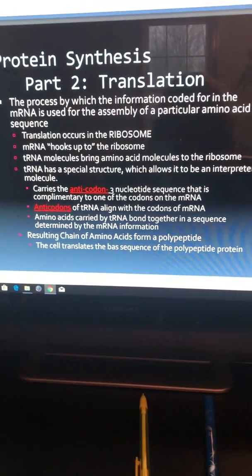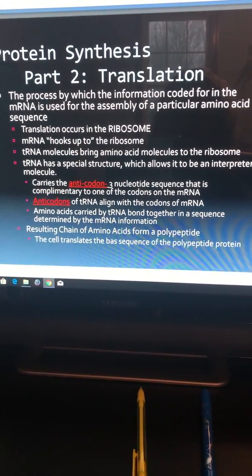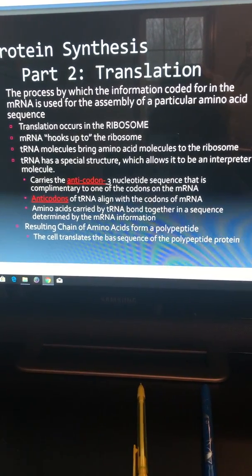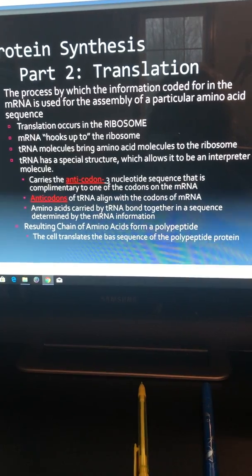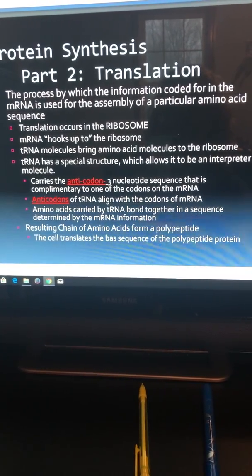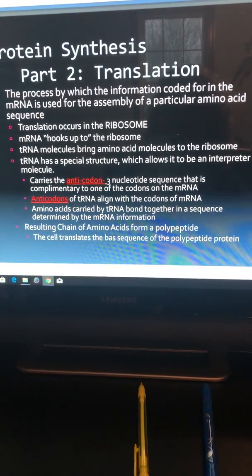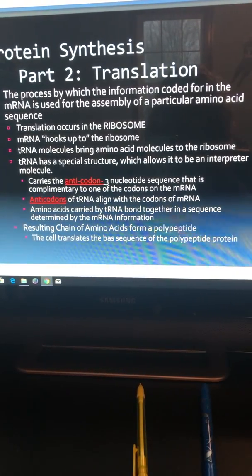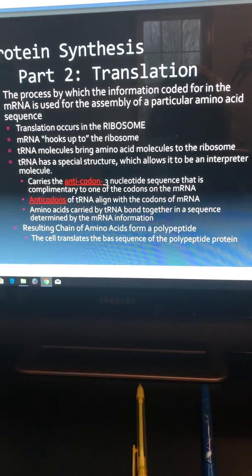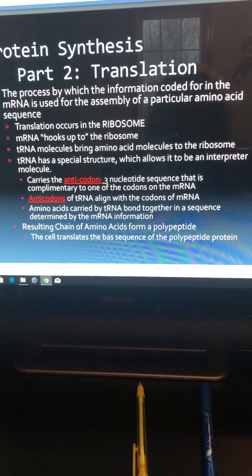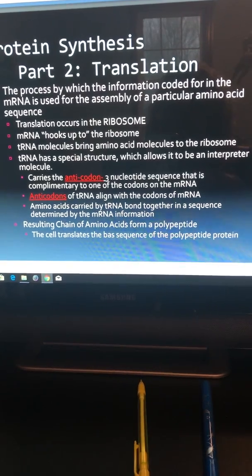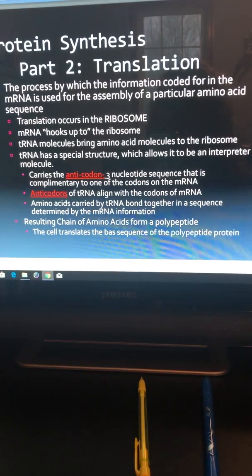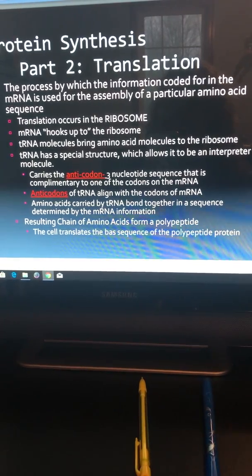So this is the part of translation. Since we've already transcribed it, now we're going to translate it. You could think of Spanish class or French class, where we have to take our language and translate it into the foreign language. This is the process by which the information coded for in the messenger RNA is used to assemble a particular amino acid sequence. What we're really making in the end here is a protein. That is the goal for all of this. It's called protein synthesis, so that's what we're making.